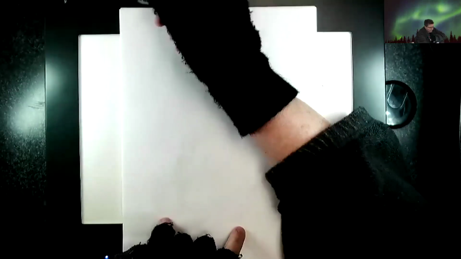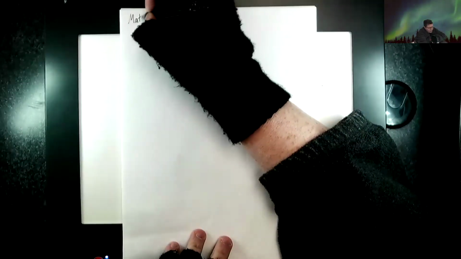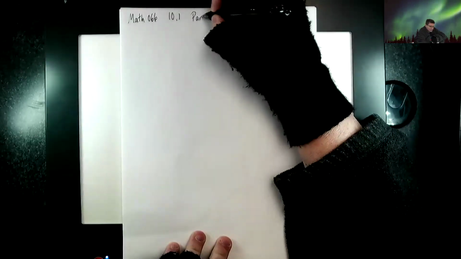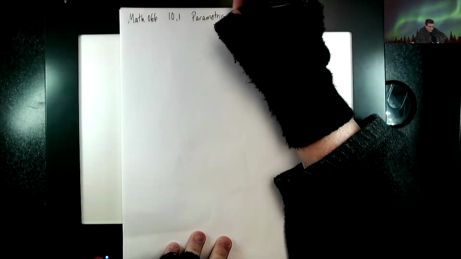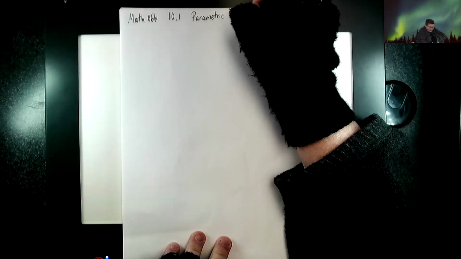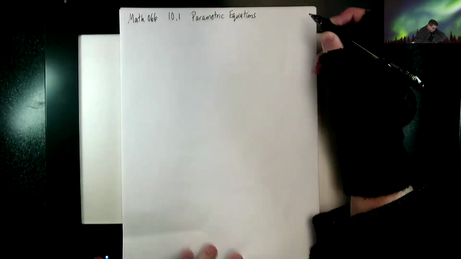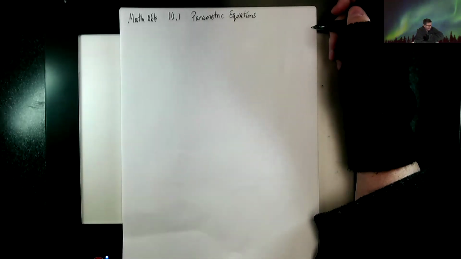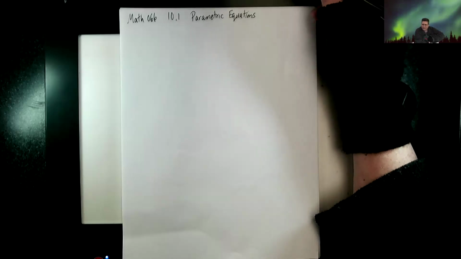But 10.1 is of utmost importance. 10.1 is on parametric equations. And at least a good 2 whole chapters of Calc 3 use this, if not more. It's of absolute importance.